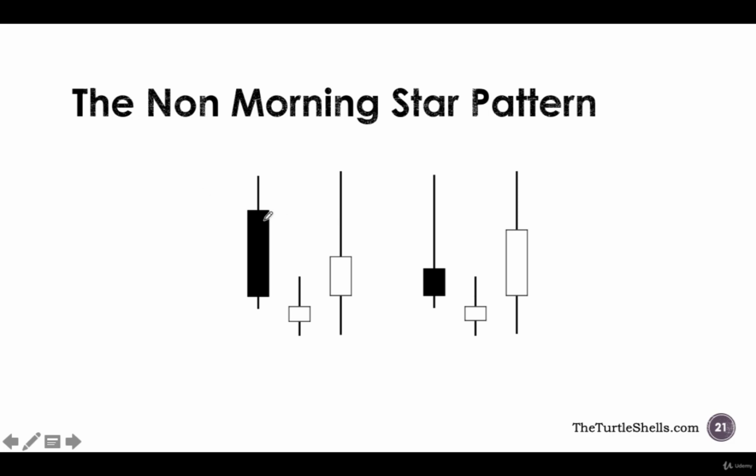So let's look at this. The first candle is a long black real body, which is okay. The second candle is a star or a spinning top, that is also okay. But look at the third candle, it has gapped up from the second candle. However, the closing is below the midpoint of the first black candle. So this disqualifies this as a morning star. And this cannot be a morning star.